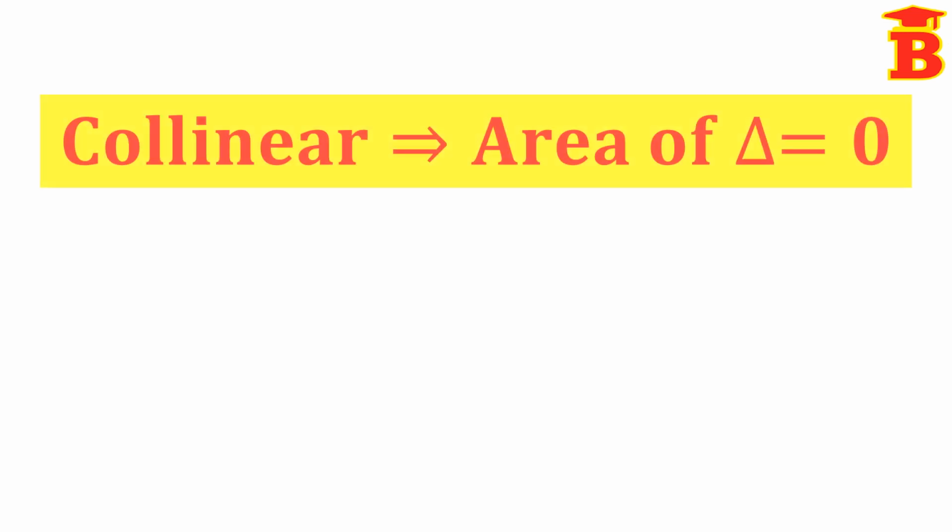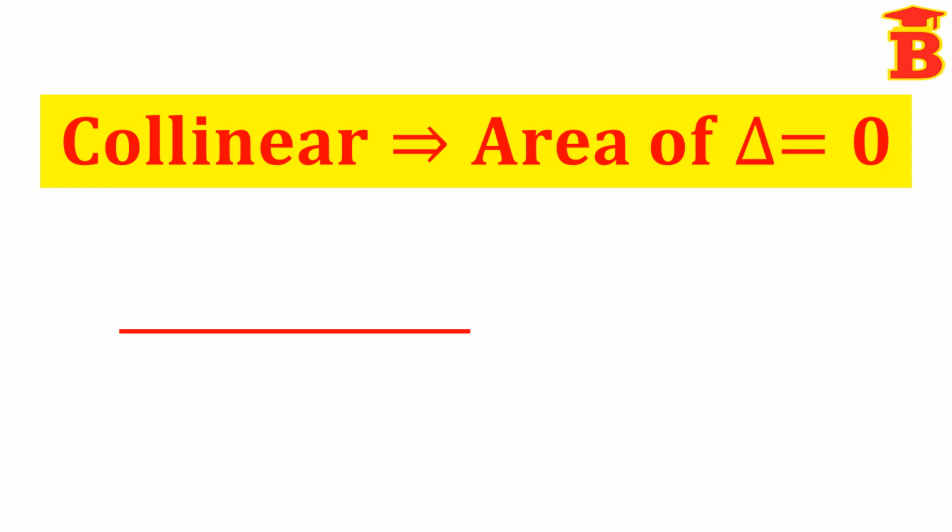Let us learn about collinear. Collinear implies area of triangle equal to 0. Collinear means all the points lie on the same line. So if there are 3 points, then all the 3 points lie on the same line.